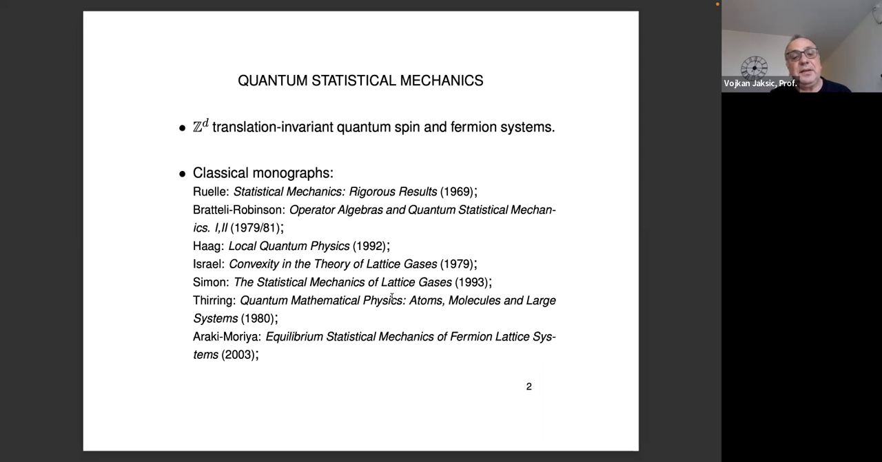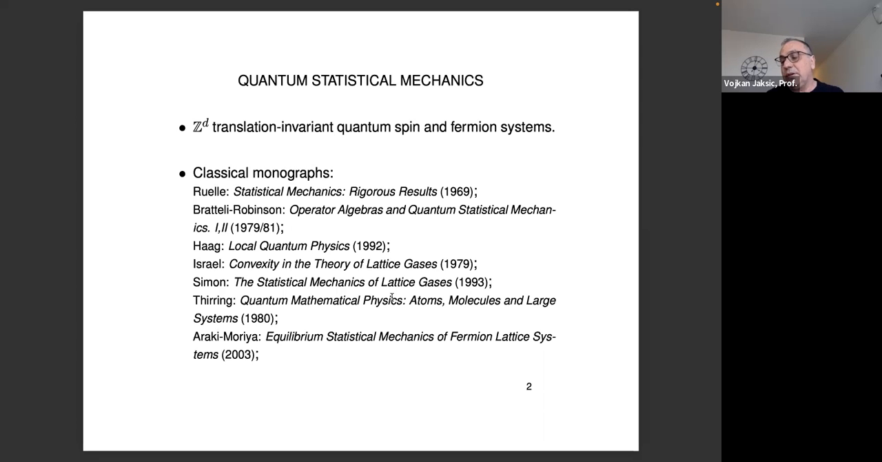The last reference is actually the paper by Araki and Moriya. I have listed it here first. It's over 100 pages long, and by its nature, it's almost a monograph. But I have listed it here because of its importance, because it fully extends the thermodynamic formalism of quantum spin systems to lattice fermion systems. And for many years, such extension was lacking in the literature.